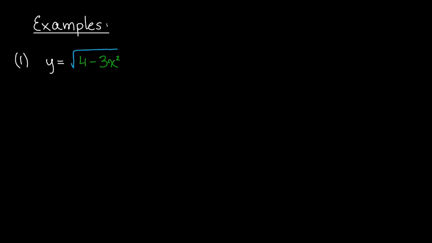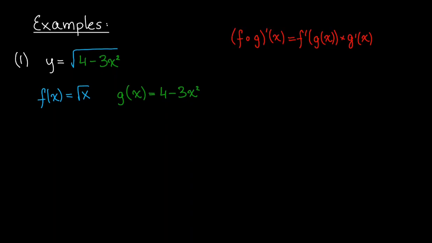We are given a function y equals square root of 4 minus 3x squared. This is a composite function and we can immediately decompose it, where f of x would just be square root of x and g of x would be what's under the root, which is 4 minus 3x squared. Now, looking at the definition of the derivative of a composite function, we know first we need the derivative of f with the original g of x function inside. So let's immediately compute the derivative of f.